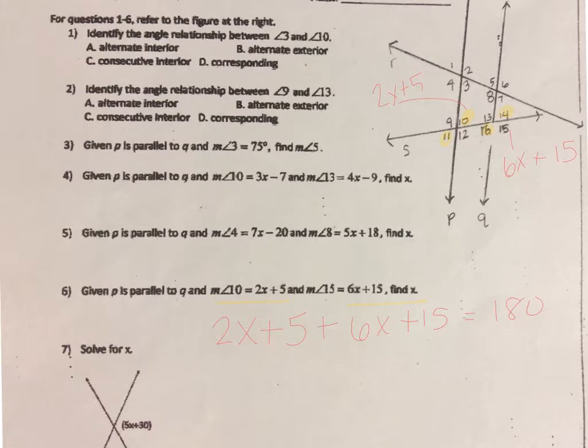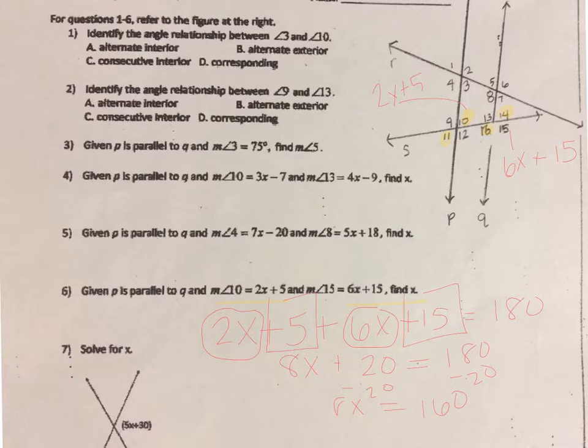And now we need to combine like terms on the same side of the equal sign. So I have a 2x here and a 6x, so those are going to combine to give me 8x. And I have a 5 and a 15, so those are going to combine to give me 20, and equal to 180. And subtract 20 from both sides. That's going to leave me with 8x is equal to 160.